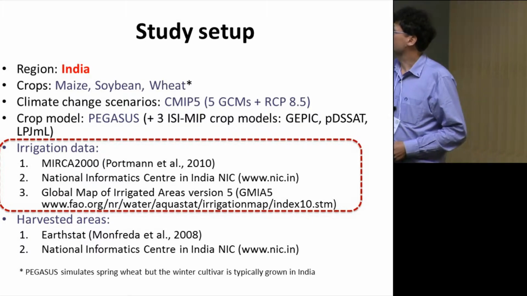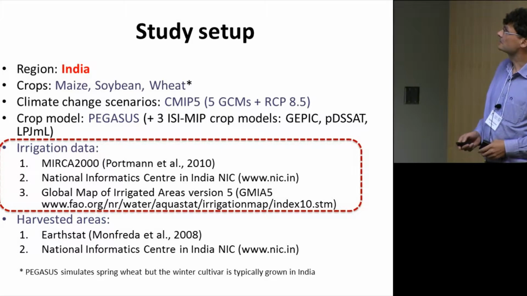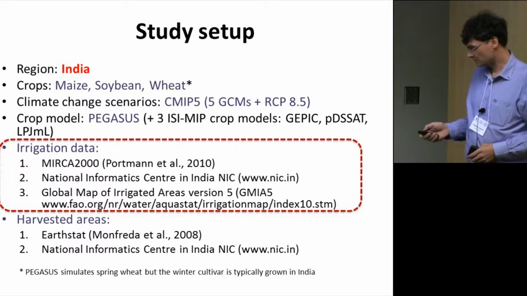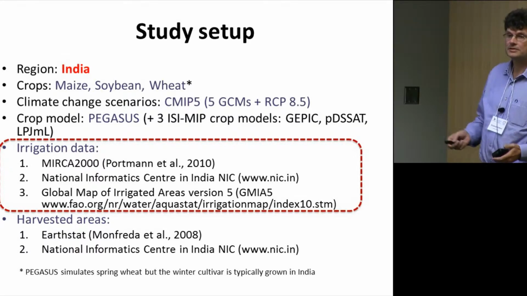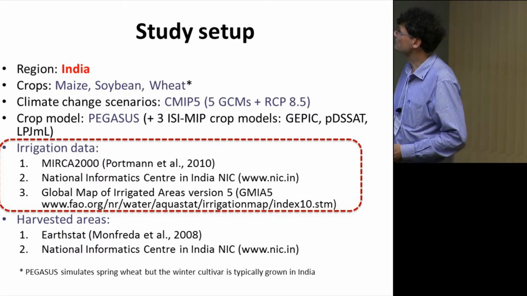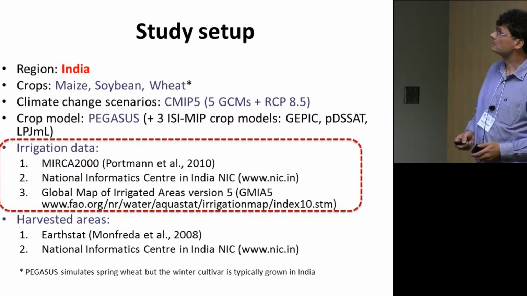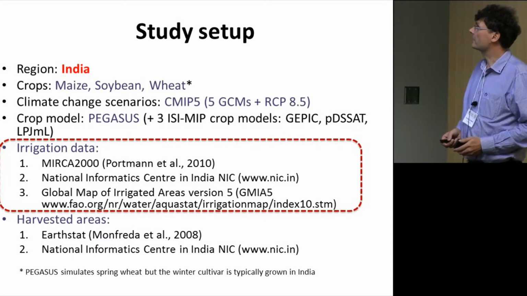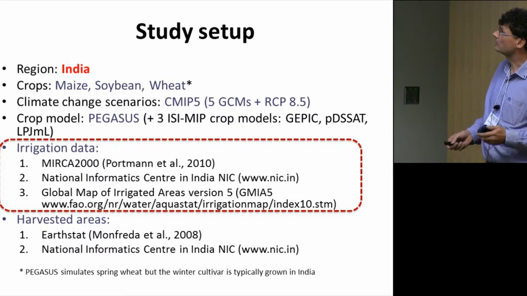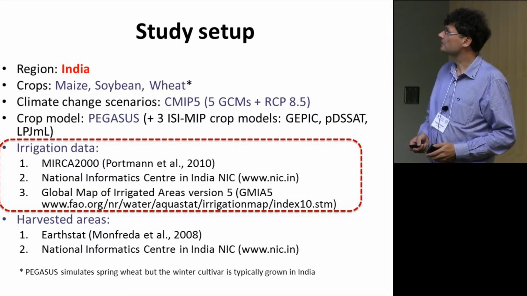Thanks. Yeah, the study setup is shown here. The region in which the study is focusing is India. We have 3 crops: maize, soybean, and wheat, and different climate scenarios from 5 different GCMs. And then we focus on the results of the Pegasus model, but in addition we also were running 3 other models to have a look at the differences between models itself.